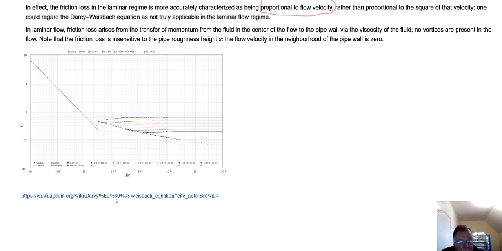If you want to read that in more detail, there's the reference for it. I hope that might clear up some of the misunderstandings or doubts that might be out there.